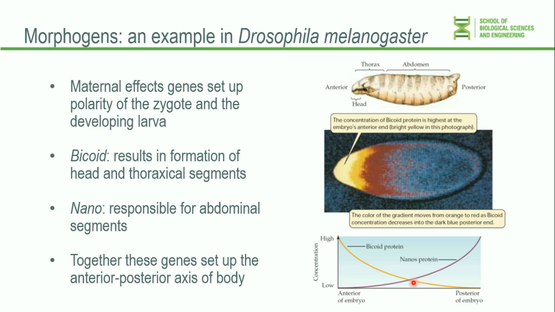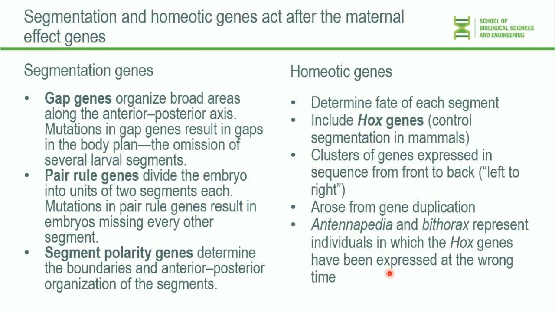Obviously, different concentrations are going to have a different effect on the cells. All right. Now, after this polarity of the developing larvae has been set up, other genes come into play, and we have two types of genes here: segmentation genes and homeotic genes.